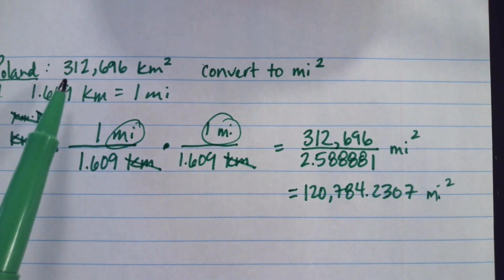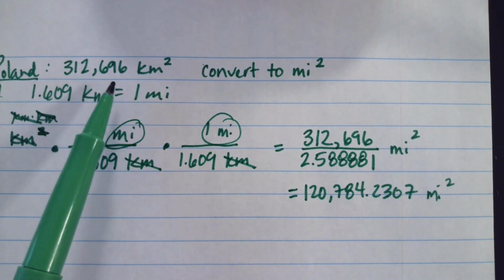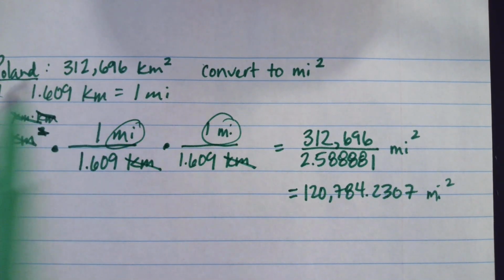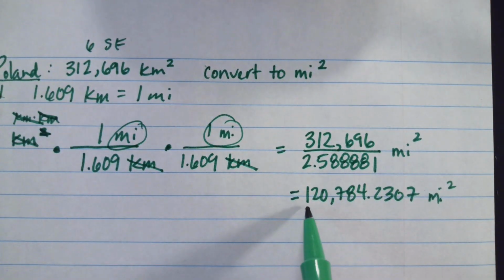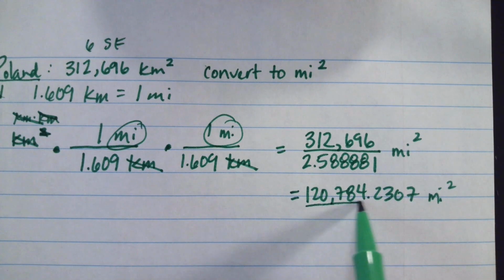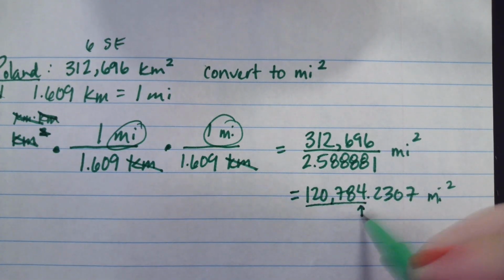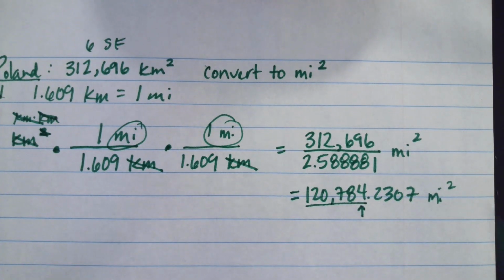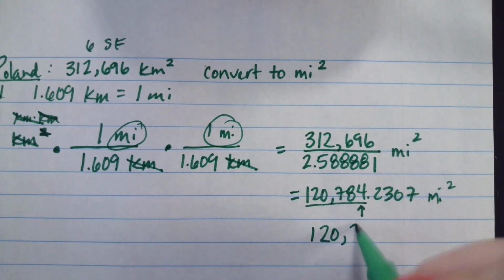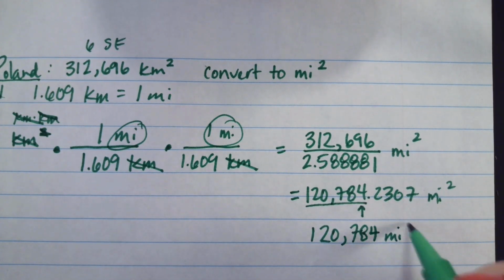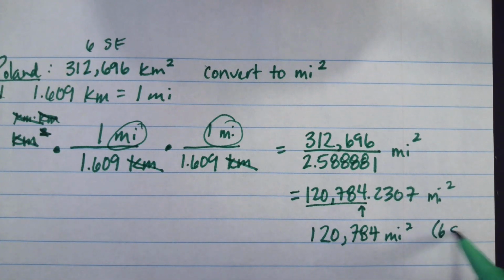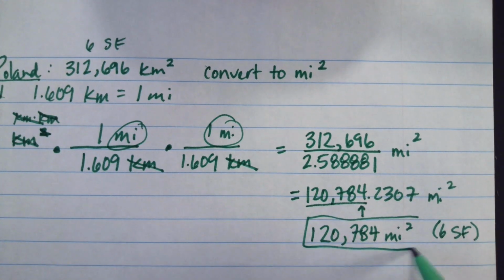So we're going to go back to our original thing here. We've got 312,696. How many sig figs in that? So we'll have 6 sig figs in our answer. We're going to start counting 1, 2, 3, 4, 5, 6. So we're rounding to the 1 spot. And if we look here, it's 0.2. So do we keep the 4 or round up to 5? So that's 120,784 miles squared, and that's with 6 sig figs as well. Okay, so that's our final answer there.